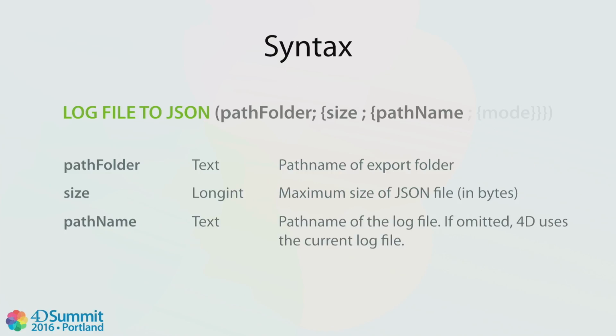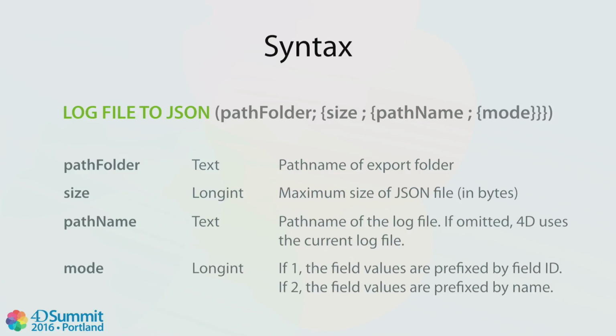Now the path name, if you don't specify this, it's going to use the current log file in your database as the current path. Otherwise, you can specify any log file that you have on your disk. The last thing is the mode, which depends on what you want to do. With the field name and the field ID, you can tell the command to export with the specific field name and the data, as a key pair like that, or it can give you the ID name and just the data.